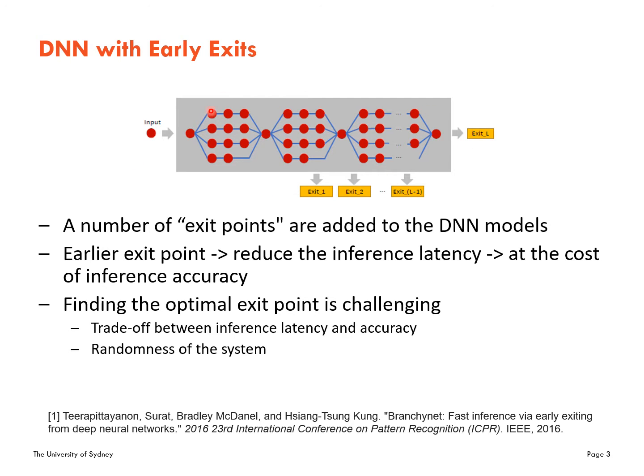Here we have an ordinary DNN model, but we have a number of early exit points that are added to this model so that we can exit the inference earlier without having to execute all of the layers of this model. By executing using earlier exit points, we can reduce the inference latency, but at the cost of inference accuracy. So finding the optimal exit point is challenging because there exists a trade-off between inference latency and accuracy, and also because of the randomness of the system, which I'll get into in a second.